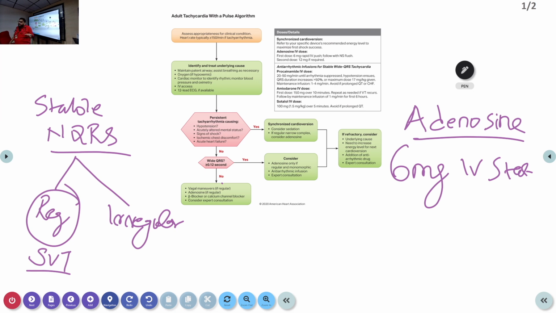So the first drug that you can give is adenosine. If the vagal maneuvers fail, you can give adenosine 6 mg IV stat. If the patient still has tachycardia, you can give 12 mg. You can double the dose and give. So that is the dose of adenosine that you can remember.